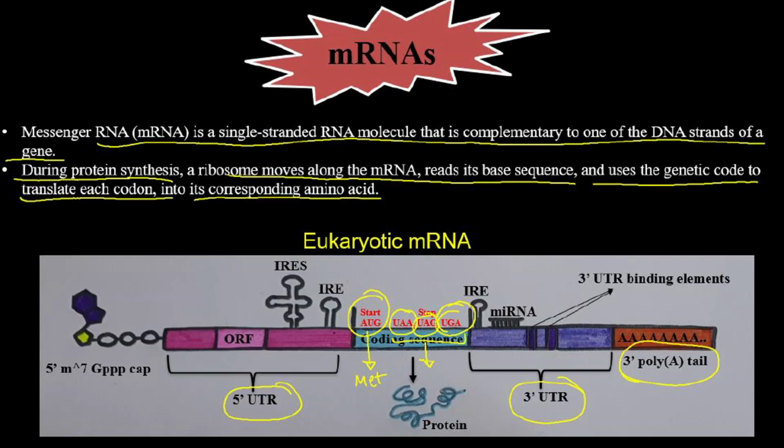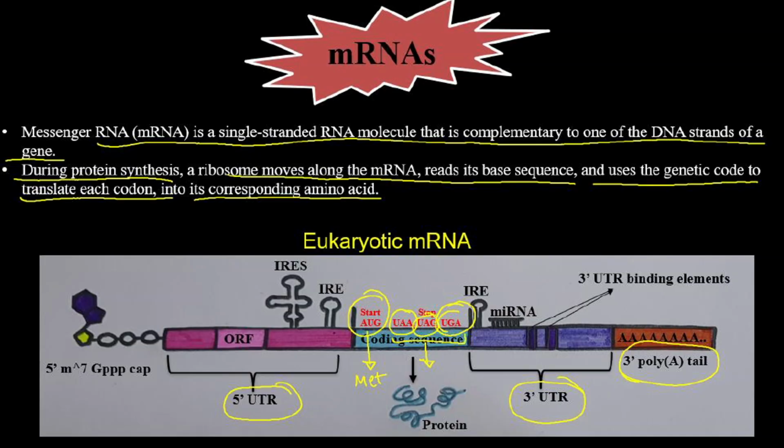Messenger RNA is a single stranded RNA molecule that is complementary to one of the DNA strands of the gene, as we read in the last lecture. So it is similar to the coding strand, but it is complementary to the template strand. During protein synthesis, a ribosome moves along the mRNA, reads its base sequence, and uses the genetic code to translate each codon into the corresponding amino acid.